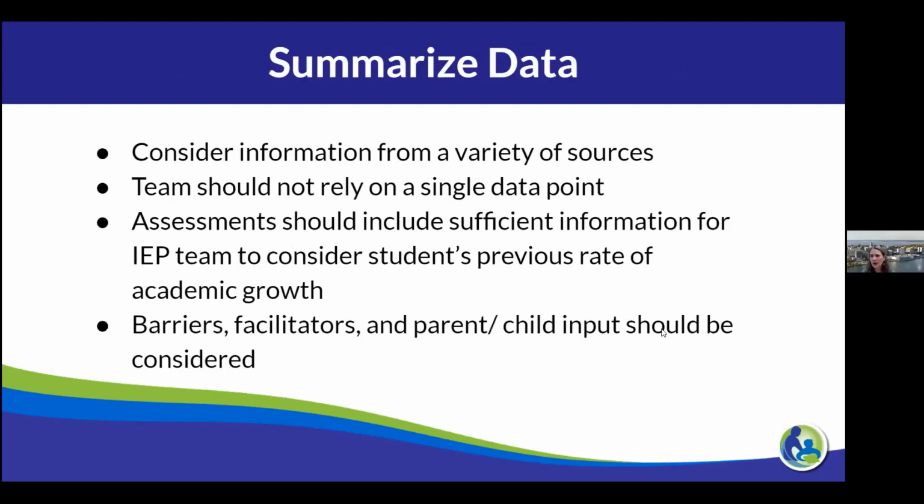And of course, when you're summarizing your data, you want to consider information from a variety of sources. We know we don't rely on a single data point. We would never, in any setting, just say, oh, their CPP was high, therefore they qualify, or their jitter was low, so they don't qualify. And we need to have sufficient information to consider students' previous rate of academic growth, whether that has changed, and barriers, facilitators, parent-child input should be considered, just like with any communication disorder.